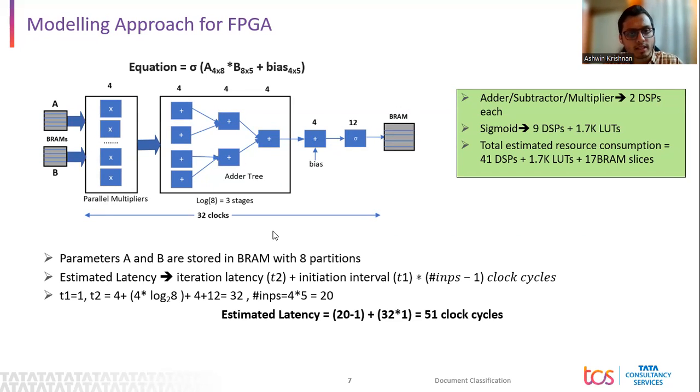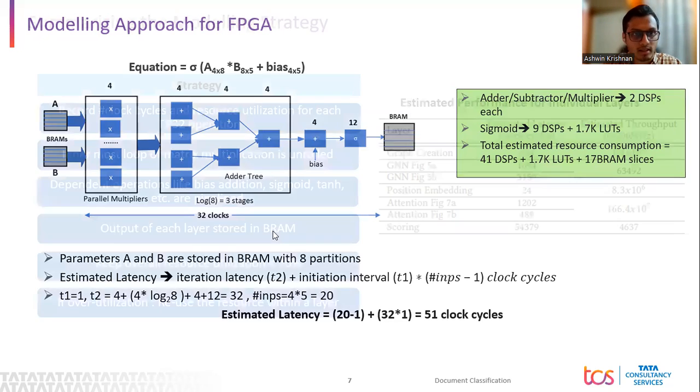The total number of inputs to this pipeline path is the number of rows in A multiplied by the number of columns in B. That gives us 20. And the overall estimated latency comes to around 51 clock cycles for this example equation.